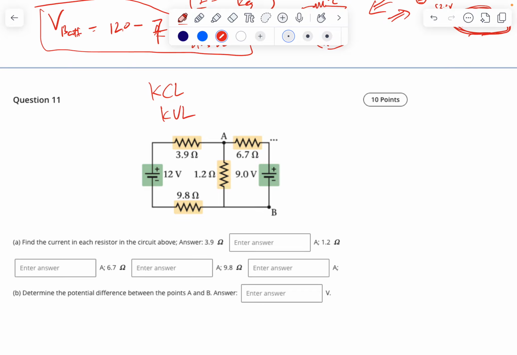Okay, the steps here are this: assign a current on each branch. Okay, so this is I1, right? You can tell you have 3 branches, right? So you have 3 branches. So this one, you see, this is one branch.